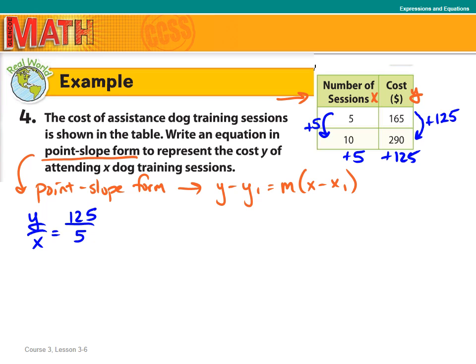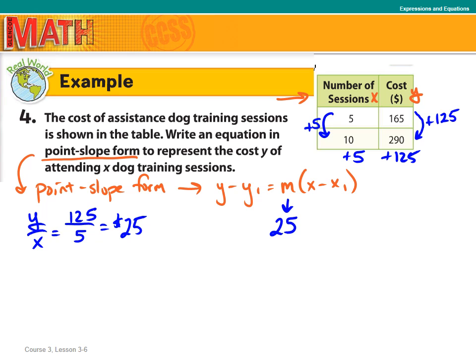Now this is a real world problem, so we can go ahead and simplify this. I know I mentioned before, don't simplify it, but in this case, it's going to end up giving us the cost per training session. You don't pay $125 over 5 sessions. You have to simplify that, and that actually simplifies to $25. So $25 is my slope, or 25. So let's replace m with 25. That's the cost per each training session.